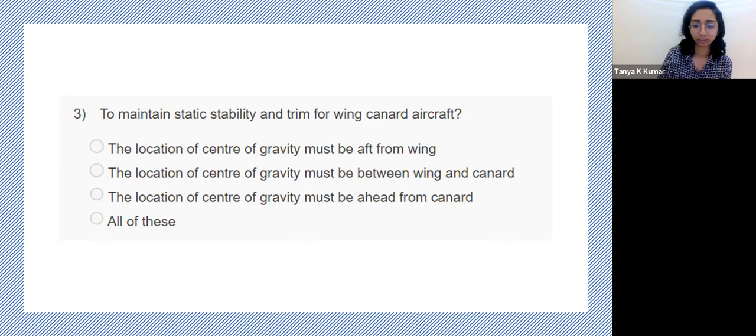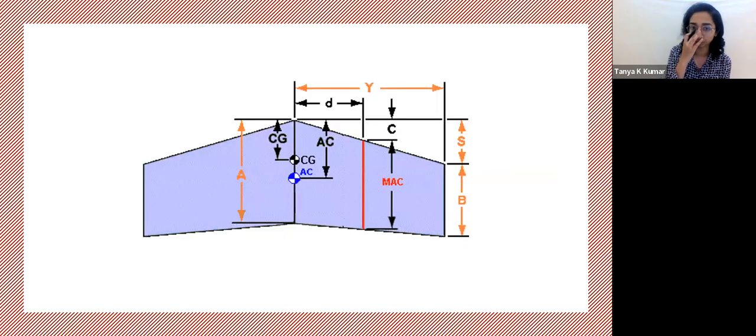Yes. So let's just look at it. If it's a simple wing configuration, if it's just a wing, what we take into consideration here is the aerodynamic center, AC. So your CG for a simple wing configuration should be ahead of your AC. That is when your simple wing is stable.